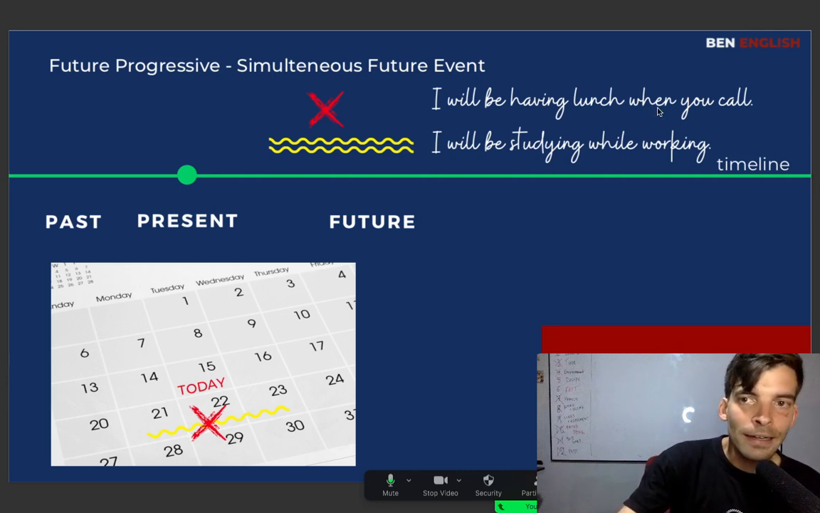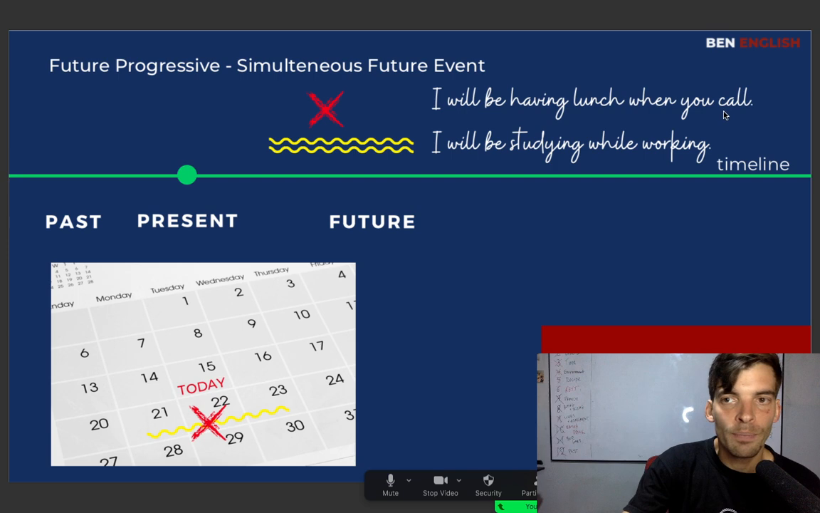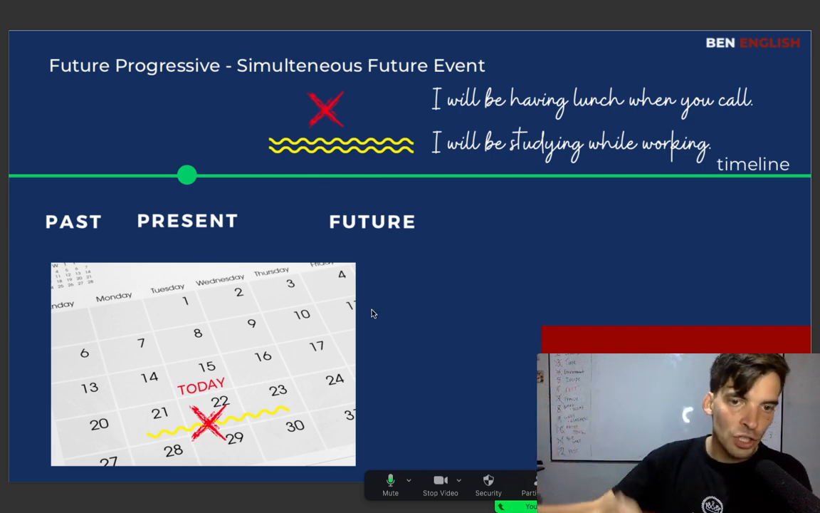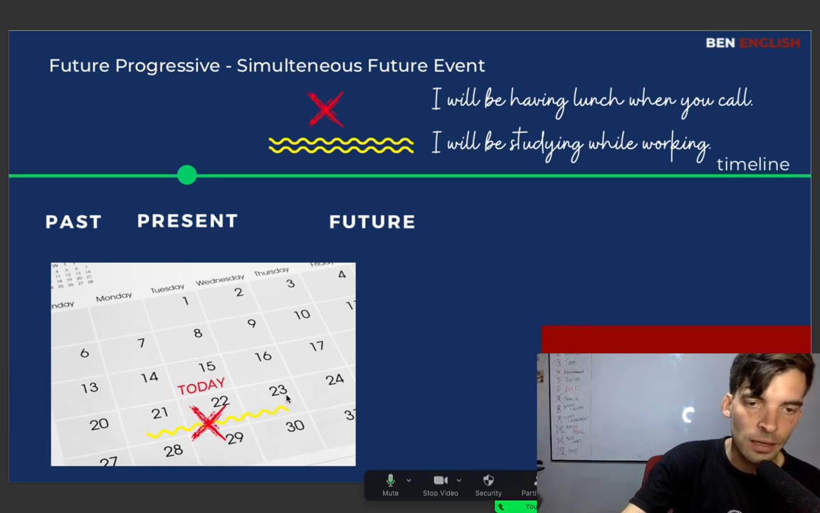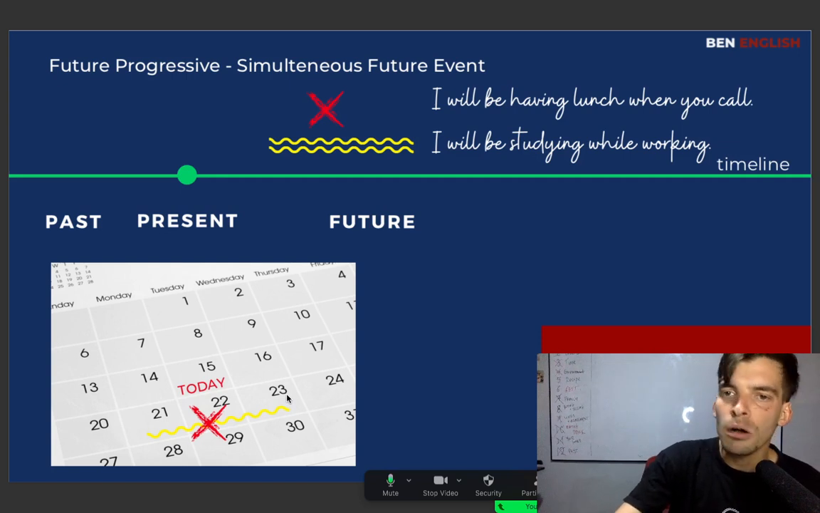Interestingly, when we use when, we revert back to the present simple here. Just to take note of that. It goes back in the present, not in the future. Slightly strange. But also the same thing again, you can have two simultaneous events using while. I will be studying while working. But again, pushed into the future. So today's the 15th. I'm talking about what's going to happen on the 21st, 22nd, 23rd next week. What will you be doing? I will be studying while working.